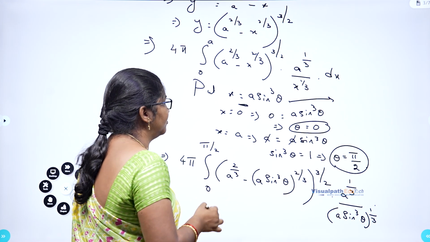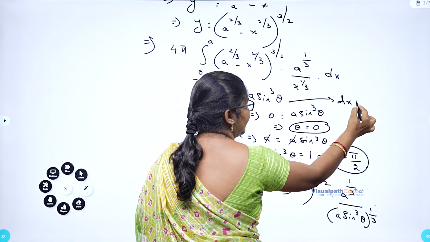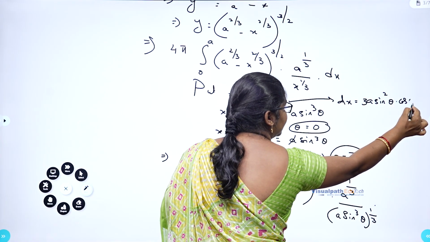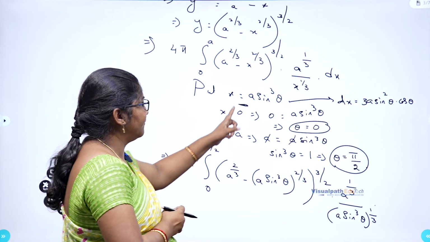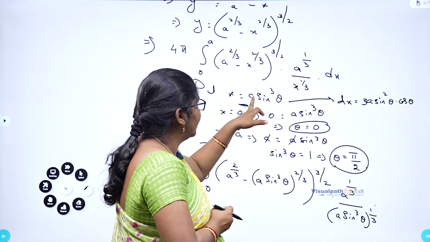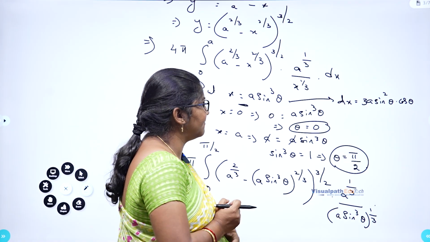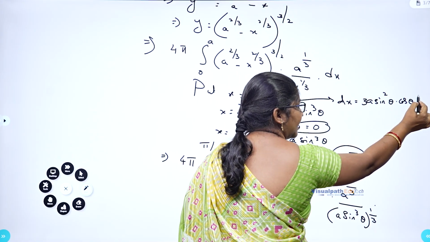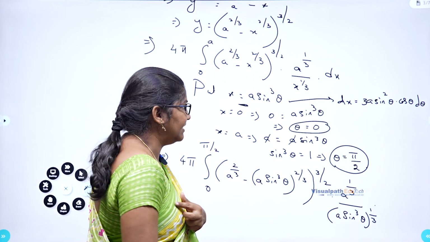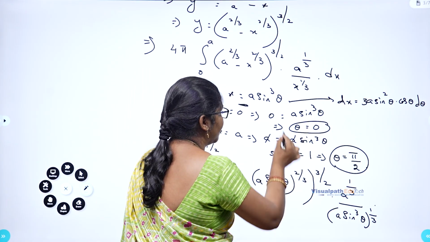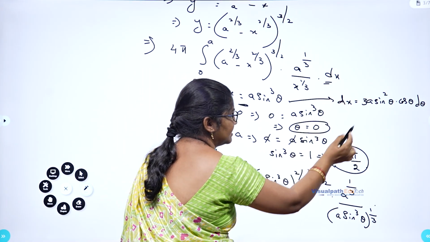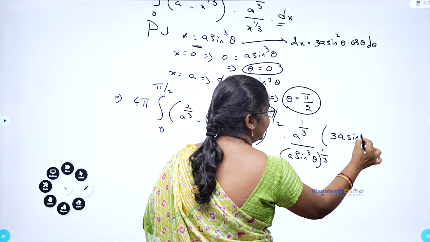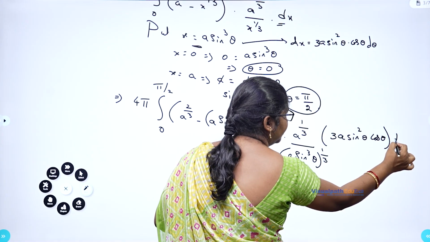If you differentiate on both sides, dx is equal to 3a sin²θ into internal differentiation, which is cos θ. Have you got this value? a is constant. Sin³θ differentiation is 3 sin²θ, sin θ differentiation is cos θ, into θ differentiation dθ. We have to substitute in place of dx this value. Completely it is 3a sin²θ cos θ dθ.